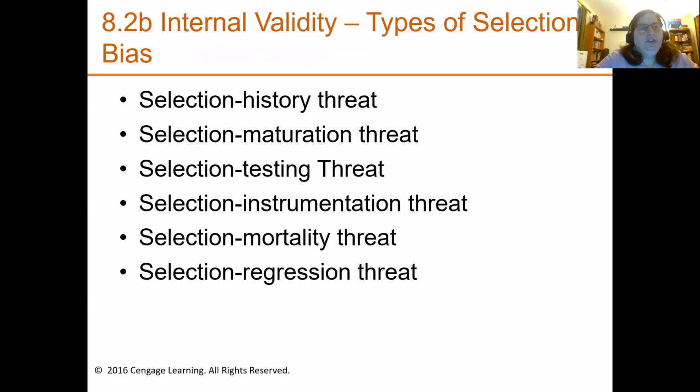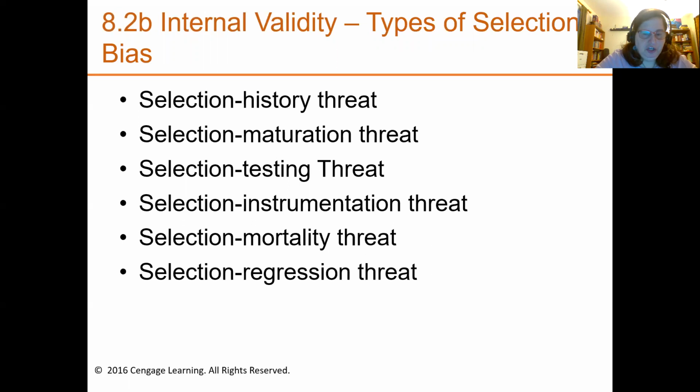Okay. So there's also something known as selection bias. And you see that we can attach selection to most of these different threats we've already talked about, to history, to maturation, to testing, to instrumentation, to mortality, and to regression. So really all the ones we've talked about so far. Okay. Now, the only big difference, and I'll go through these, but basically it's that the history threat, for example, would happen differently to the control than the experimental group.